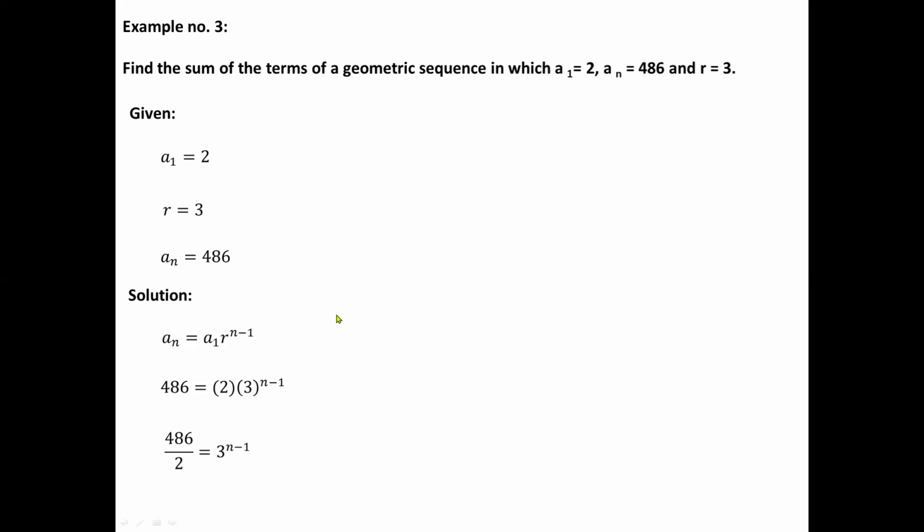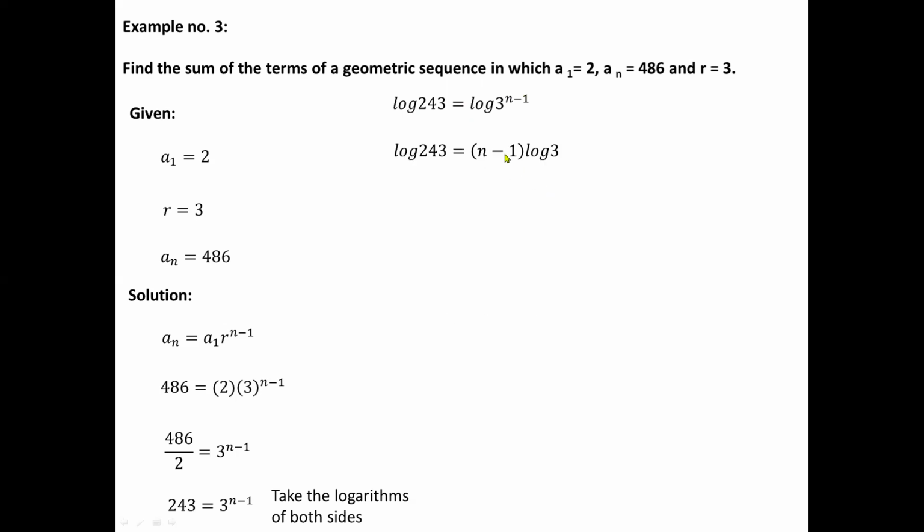486 over 2 is equal to 3 raised to n minus 1. 243 is equal to 3 raised to n minus 1. Okay. 486 divided by 2, 243 yan eh. Okay, what am I going to do now? Anong gagawin ko kasunod? Take the logarithms of both sides. So, ibig sabihin, kailangan mo pala ng knowledge about logarithm dito sa sequence. So, if I'll take the logarithm of both sides, log 243 will be equal to log of 3 raised to n minus 1. And then yung n minus 1 actually, pwede kong dalhin sa unahan yan.